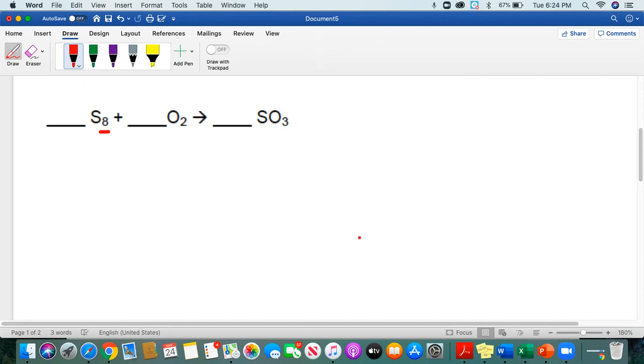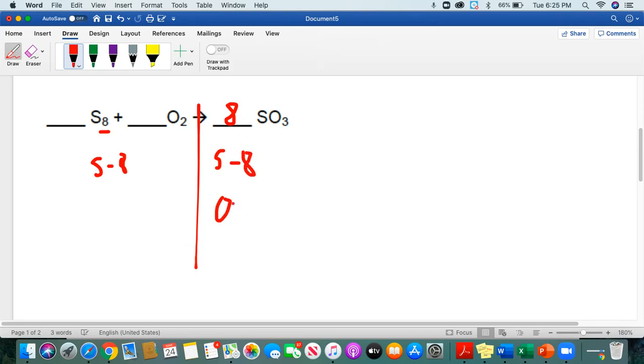Okay. So you want to focus on one atom at a time. I can either focus on sulfur or I can focus on oxygen. I'm going to focus on sulfur because it seems like the simpler one. It's just by itself here. So I have 8 sulfur here. So if I want to get 8 sulfur here, I would just put an 8 here, right? So now I have, actually, let me list this out for you. I have 8 of these here. We'll split this here. Now I have 8 sulfur here now, right? Because I just put that 8 there.